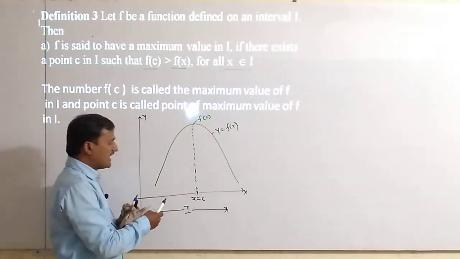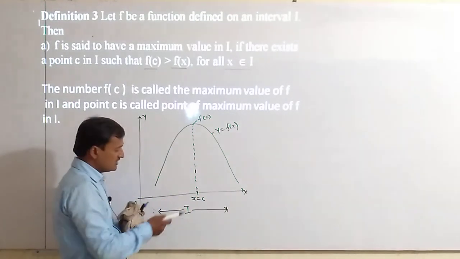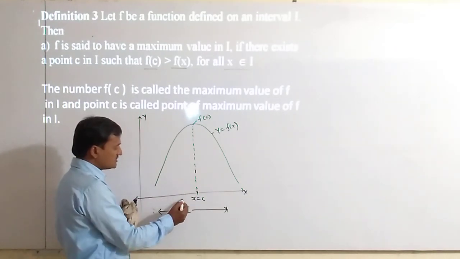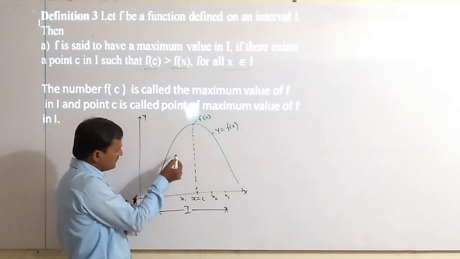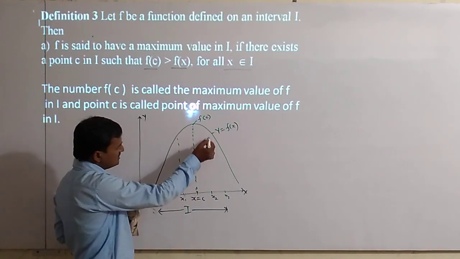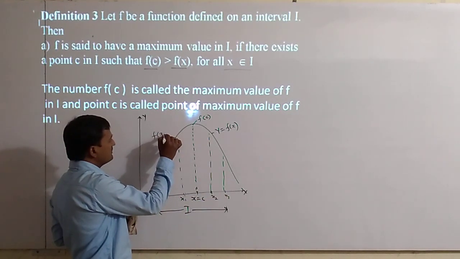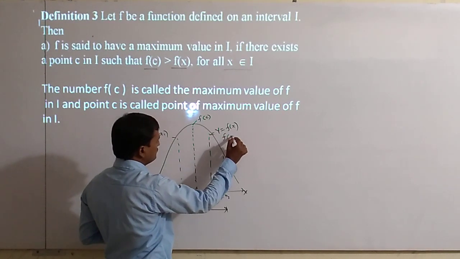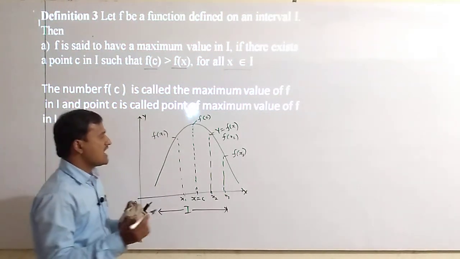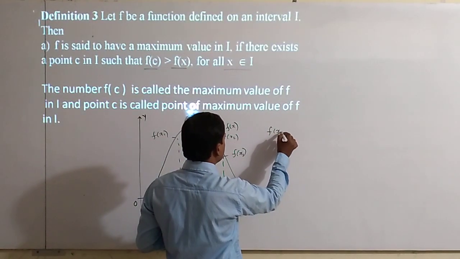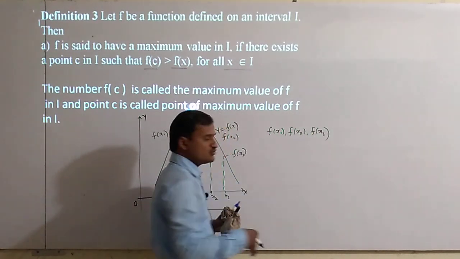Now if you are having infinitely many real numbers in this interval, here you are having x1 and here you are having x2, x3, like that. So if you take x1, x2, x3, this gives f of x1, this gives f of x2, this gives f of x3. Now tell me, as compared to f of x1, f of x2 and f of x3, which one is more?